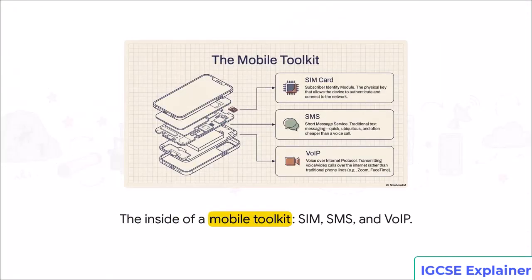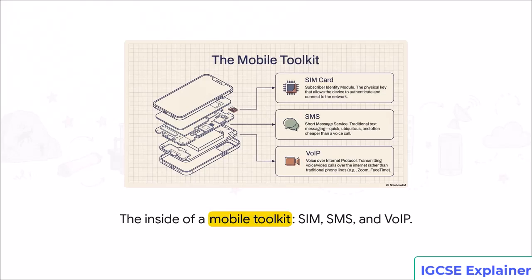Let's peel back the layers of that device in your pocket. Your smartphone relies on a very specific toolkit to pull this off. First up is the SIM card, the Subscriber Identity Module. That's the tiny physical microchip that lets your specific phone authenticate and actually connect to the broader network. Next, you've got SMS, or short message service. Texting is ubiquitous, it's lightning fast, and historically often cheaper than a traditional voice call.